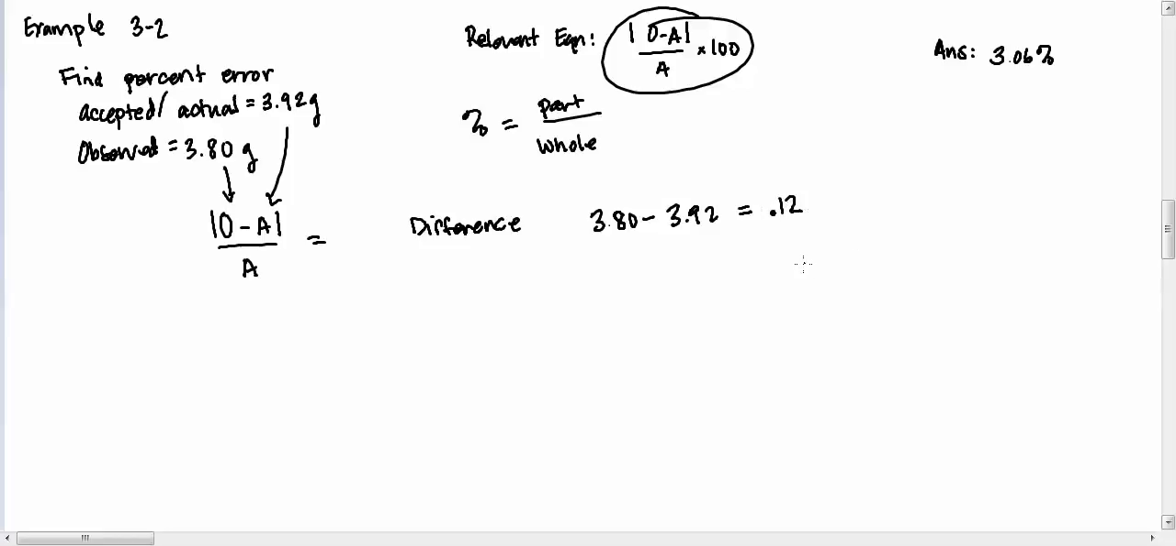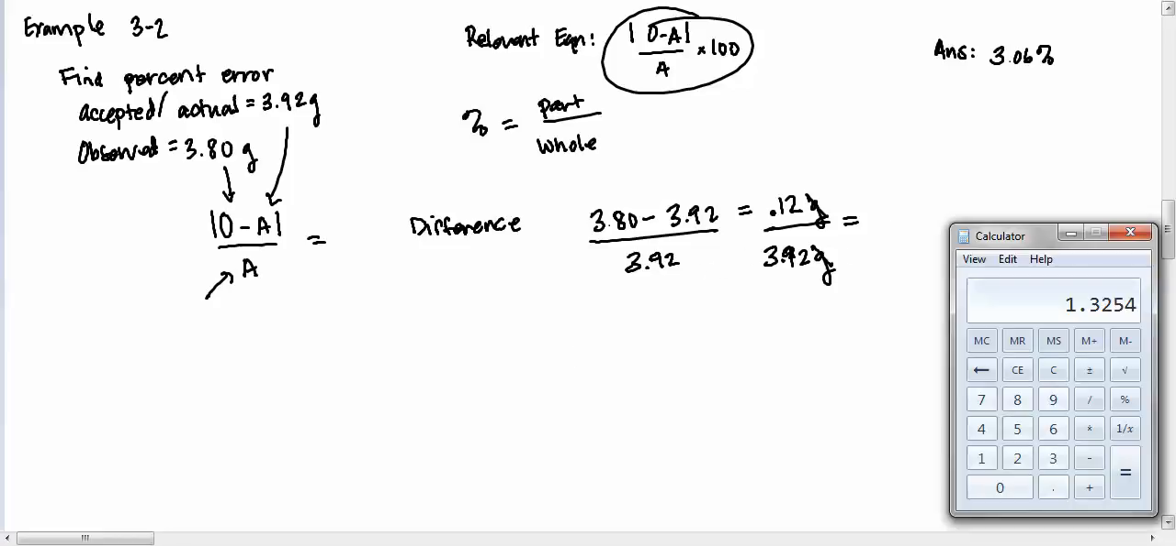Now, that's not really going to help me much. Also, this is measured in grams, and a percent error doesn't have any units, so that's not going to help me much, because is 0.12 a lot or little? Well, you want to compare it to something, and so that's why you divide it by 3.92 grams. That was the original, or the actual measurement. That's why I have the A down there. Also notice that the grams cancel out with the grams, and you're left with a unitless number, and a unitless number can also be a percentage.